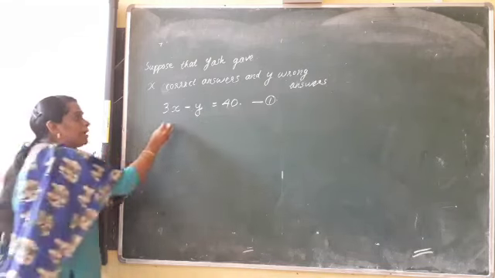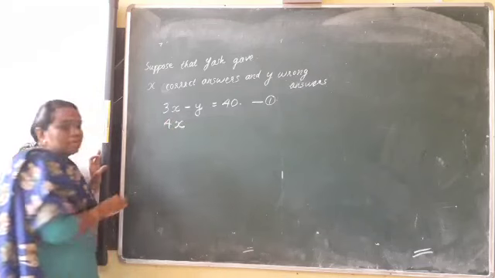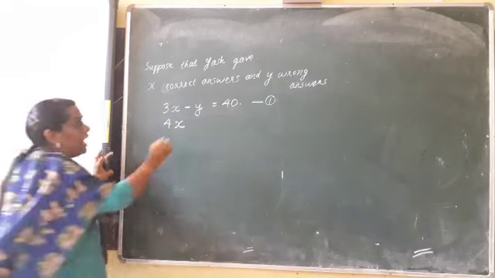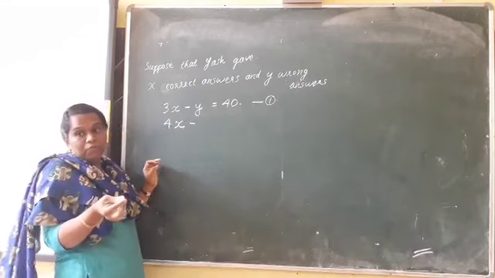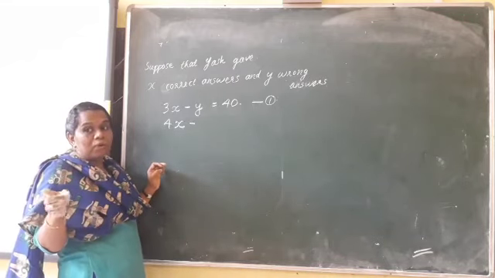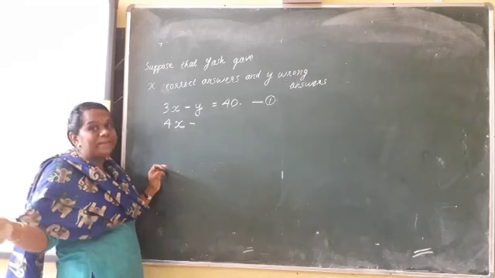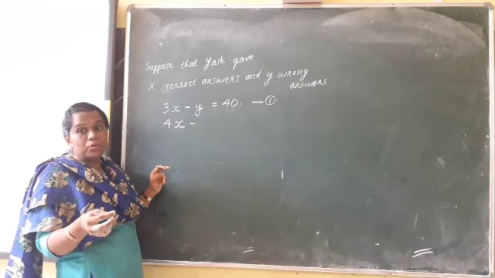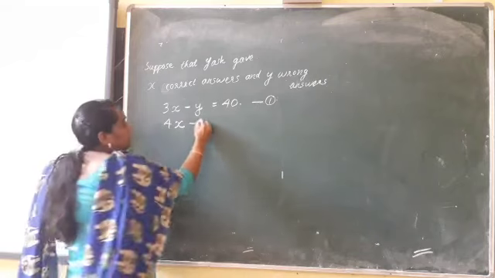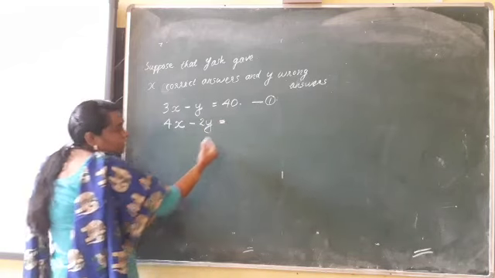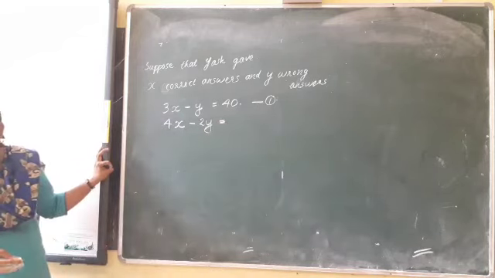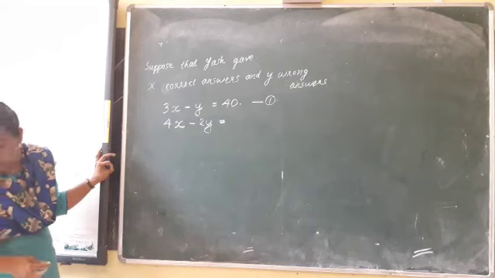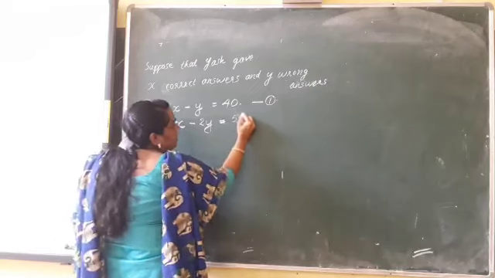If 4 marks are awarded for a correct answer, then the marks for the correct answers are 4x, and 2 marks are deducted for a wrong answer. For 1 wrong answer, 2 marks are deducted. If he has y wrong answers, how many marks are deducted? 2y. What do we get here? You would have got 50 marks.